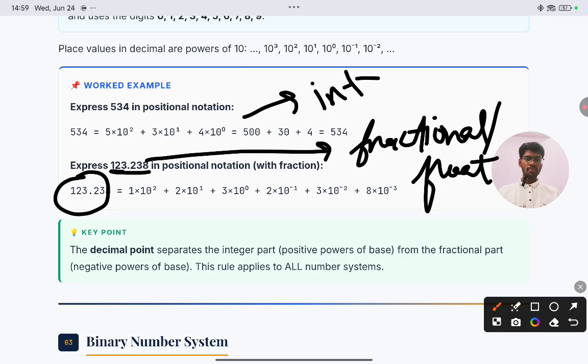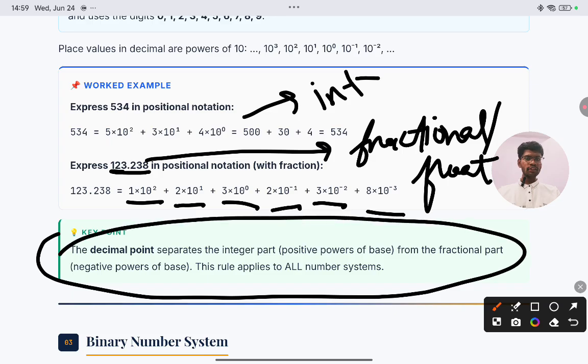123.238. That is 1 into 10 to the power 2 plus 2 into 10 to the power 1 plus 3 into 10 to the power 0, and in the decimals we go the reverse way: plus 2 into 10 to the power minus 1 plus 3 into 10 to the power minus 2 plus 8 into 10 to the power minus 3. The decimal point separates the integer part, the positive powers of the base, from the fractional part, that is the negative power of the base.